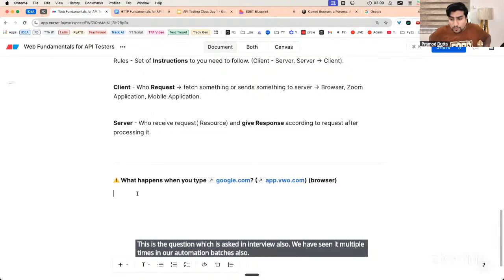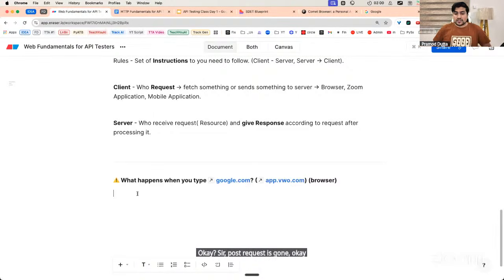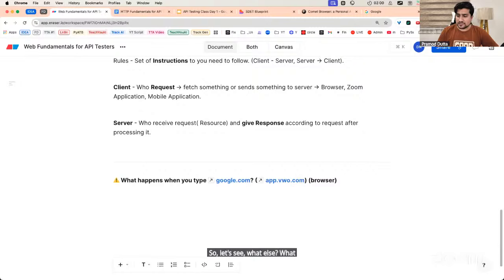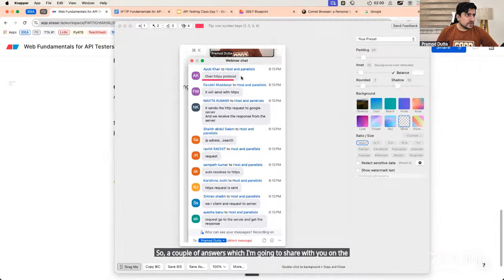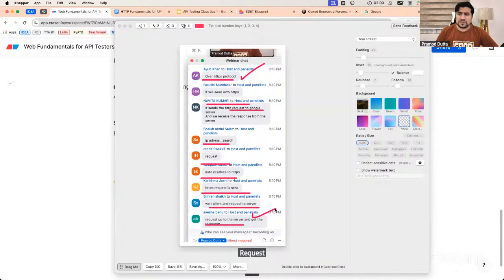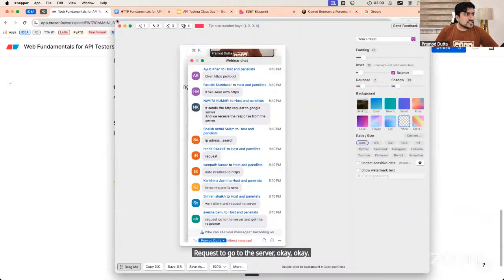Okay. Sir, a POST request is sent. Okay. Sir, a GET request is used. Okay. DNS. A couple of people are saying DNS. Okay. What about others? We are getting a lot of answers, everyone. So let's see what else. A couple of answers I'm going to share on the screen also. Over the HTTPS protocol, something happened. Sir, it sends a request. Okay. IP address request auto resolve. Okay. We are going for this request to go to the server. Okay. Let's see one by one what happens.